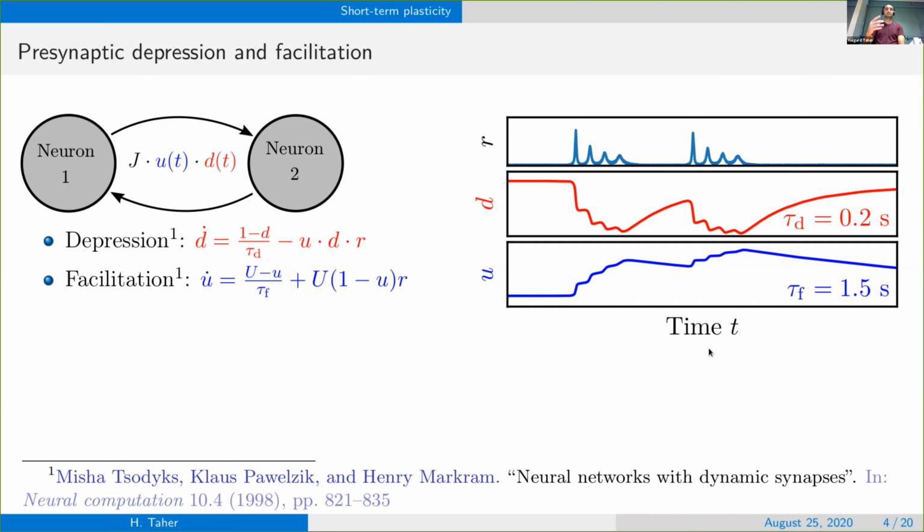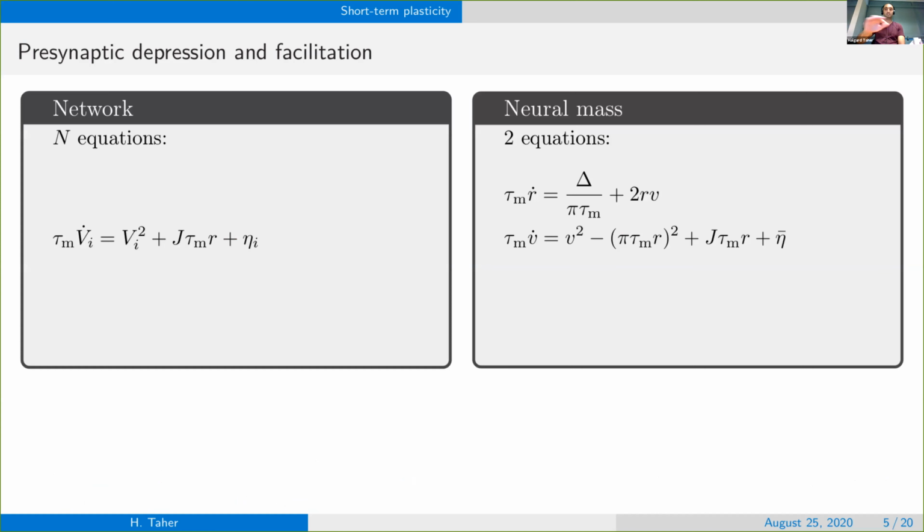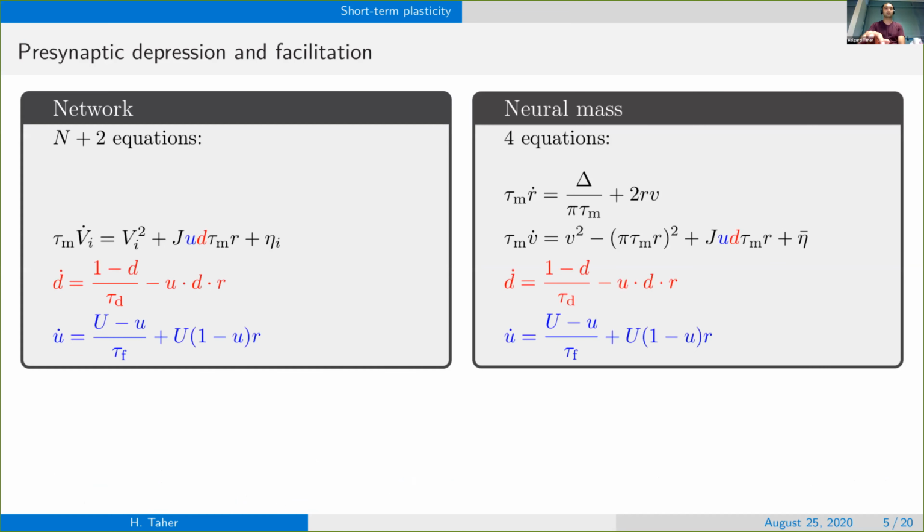We now take these presynaptic depression and facilitation dynamics and plug them, on the left side, into the network equation. So the firing rate, the recurrent connections are now multiplied by this U and D. And also in the neural mass, we do the same. And we get these two additional equations in both systems. So we have in the network n+2 equations, in the neural mass 4 equations.